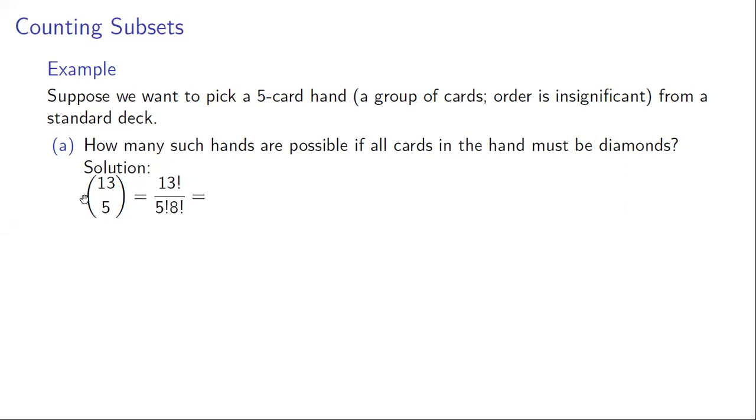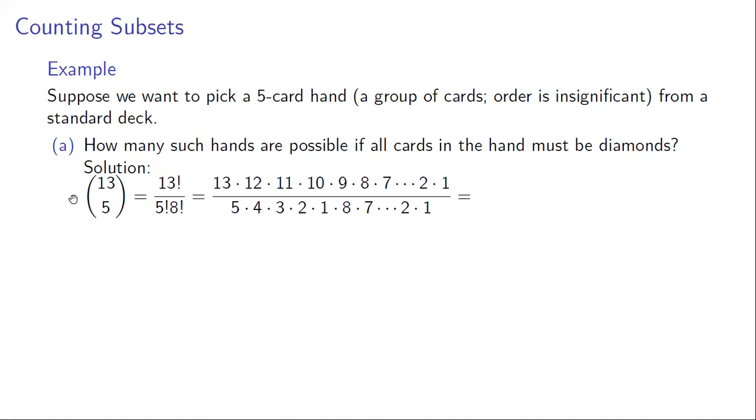The number of ways to do that is 13 factorial divided by 5 factorial times 8 factorial, which comes out to this. And now we can see we can cancel some things. This 8 times 7 all the way through times 1 can be canceled with this 8 times 7 and so on, which gives us this, which simplifies to 1,287.